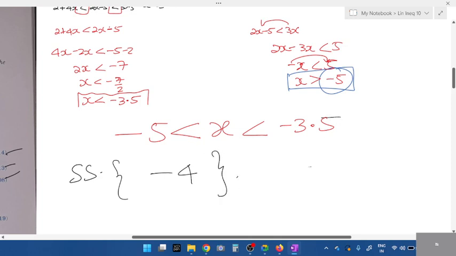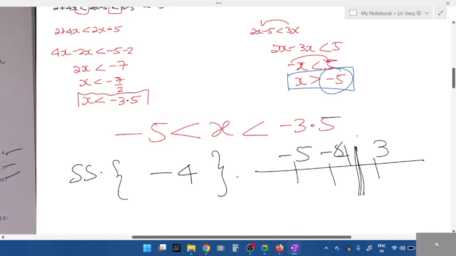Minus 3, where is minus 3 on the number line? Here: minus 5, minus 4, minus 3. Where is minus 3.5? See, everything depends on the number line. Everything is on the number line. Minus 3.5 lies between 3 and 4, right? What is given here? Less than. X is less than symbol, right?